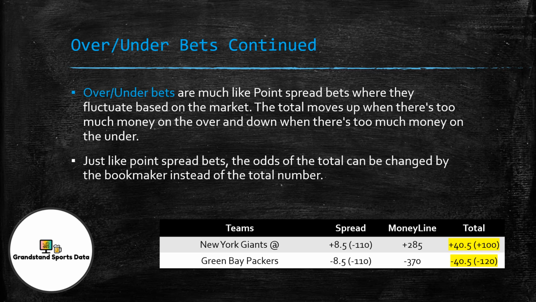So as you see down here at the bottom, same instance with the Giants and the Packers. Now you see 40.5 moved. So did the odds as well. +100 to go under, -120. So there was more money that went on the under.